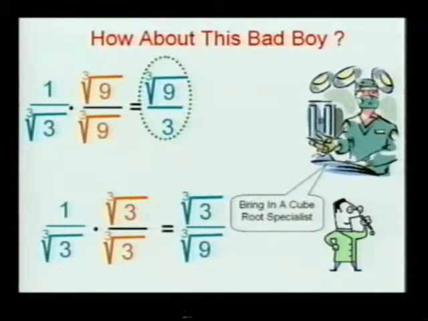Goal! And remember, that was our goal. I can have a radical in the top, I just can't have it in the bottom. So you multiply by whatever it takes to make that radical become a perfect root in the bottom.